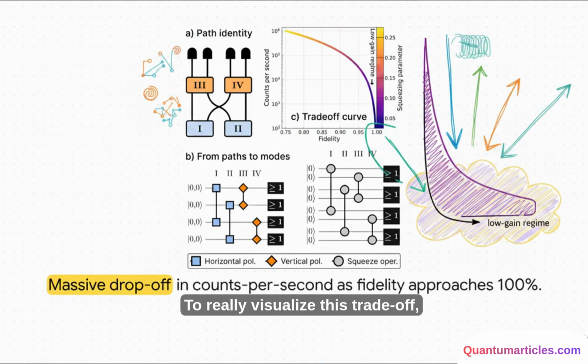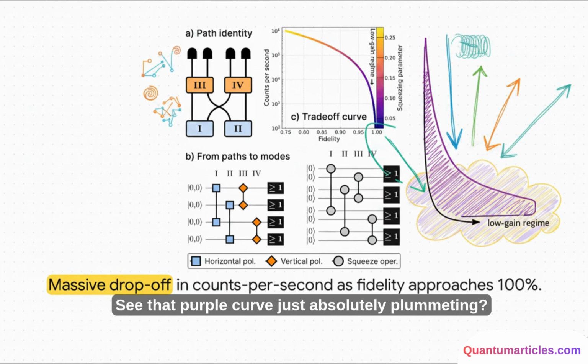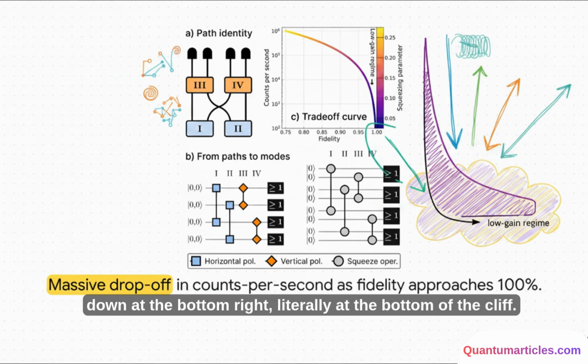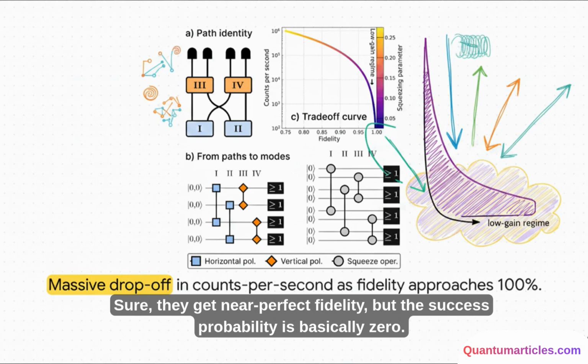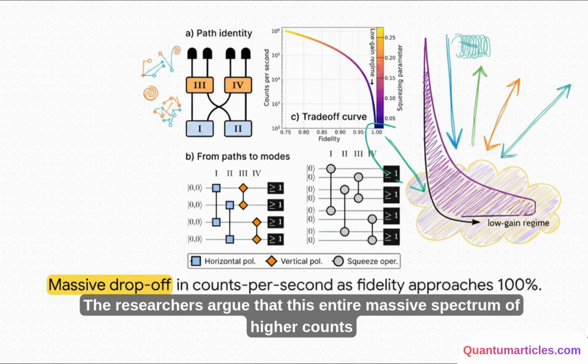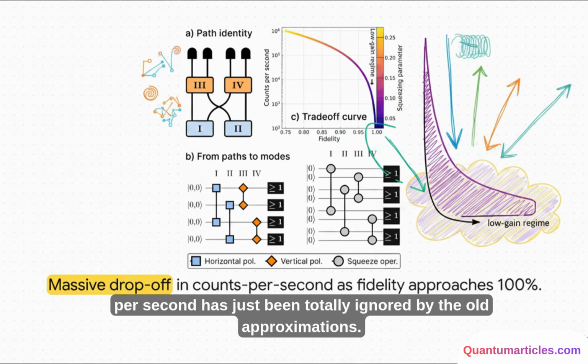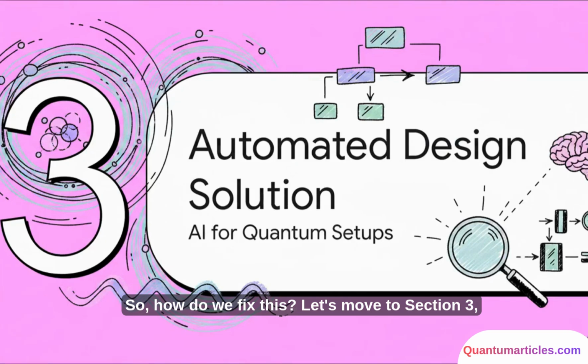To really visualize this trade-off, take a look at the graph right here. See that purple curve just absolutely plummeting? That shows the massive drop-off in counts per second as you push fidelity closer and closer to 100%. The traditional low-gain regime is camped out way down at the bottom right, literally at the bottom of the cliff. Sure, they get near perfect fidelity, but the success probability is basically zero. The researchers argue that this entire massive spectrum of higher counts per second has just been totally ignored by the old approximations. So, how do we fix this?